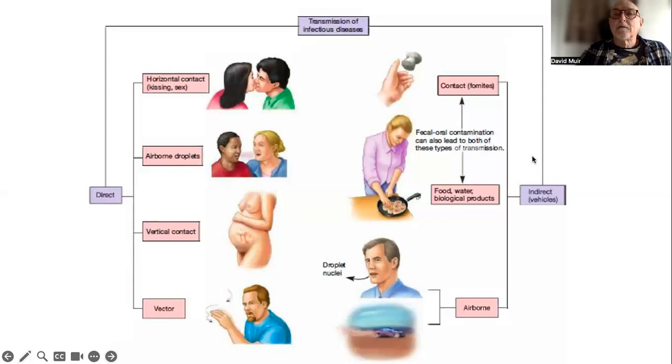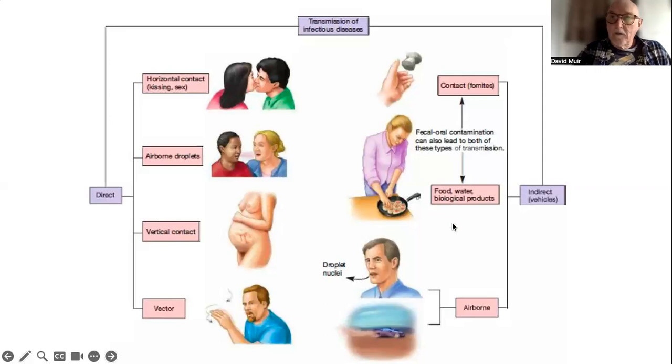The indirect or vehicle transmission is, as we've said, either by contact: fomites, door handles, bed rails, tabletops. These are the classic fomites, for example, in a healthcare setting. And it would also include things like bed sheets and all the rest of it. This is one of the really important reasons why hand washing is so critically important in a healthcare setting. It's because you can acquire microorganisms from surfaces that you touch, not only from contact with other patients.